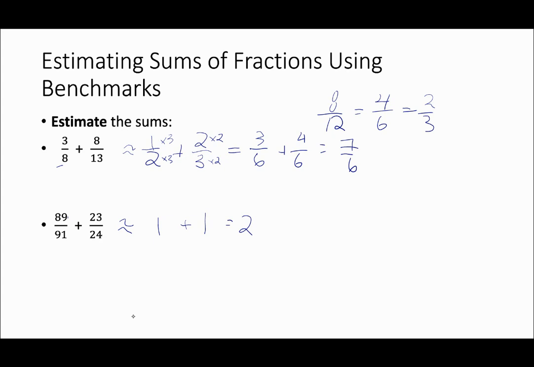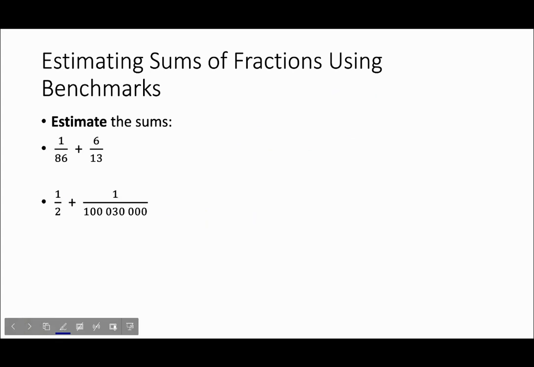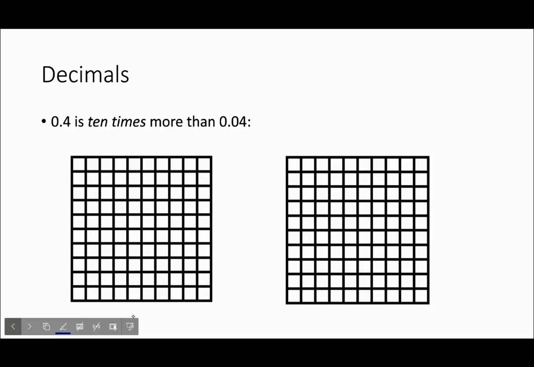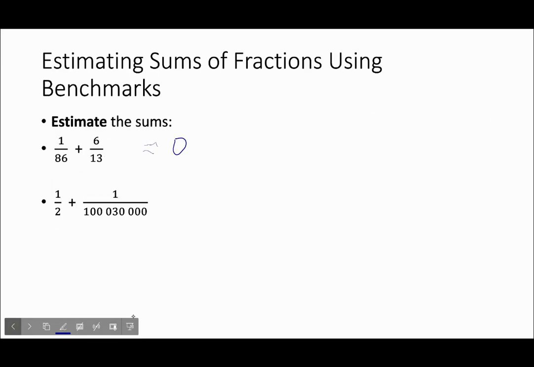So you'll notice I use this little squiggly line. I'm not saying that it's exactly 2. I'm just saying it's around 2. Very close to 2. A couple more here. 1 over 86. That's pretty tiny. So I'm just going to go ahead and call that 0, some number very close to 0. 6 out of 13, very close to 6 out of 12, so very close to a half.